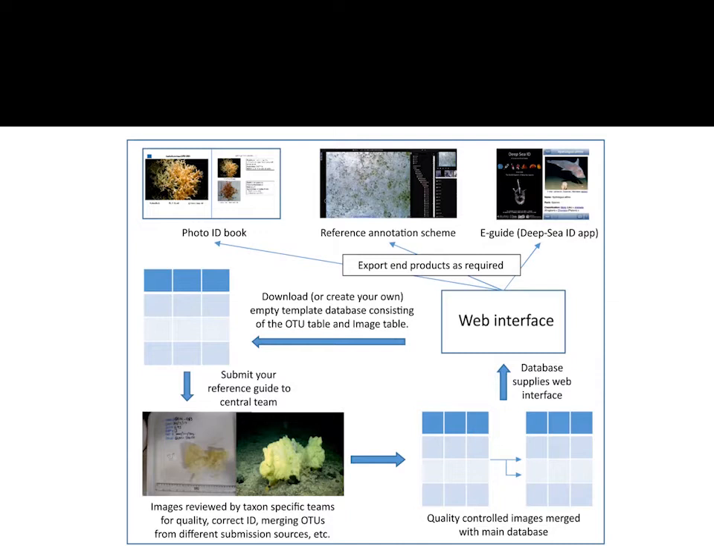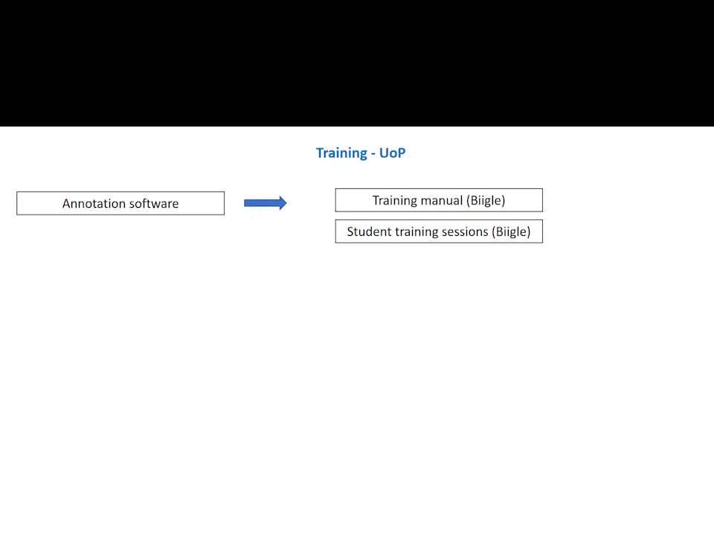So if we just have a quick look at the next slide. So this is what we have been doing, what we're currently doing and what we plan to do, training in University of Plymouth. So first of all, annotation software. Everyone's been talking about this, and Neil mentioned this yesterday, which is a really good point, actually. Being able to use the annotation software correctly is super important.